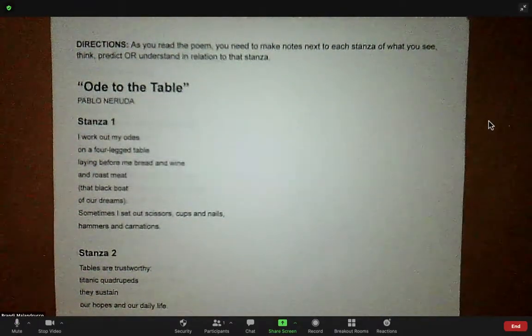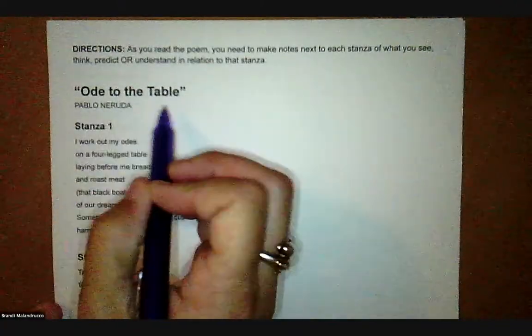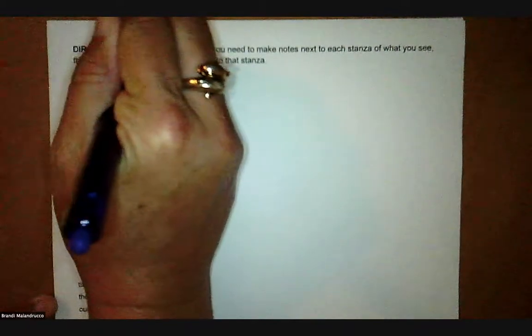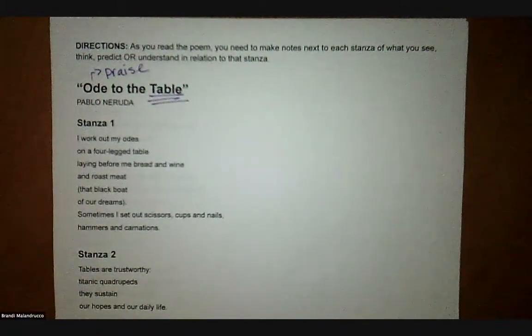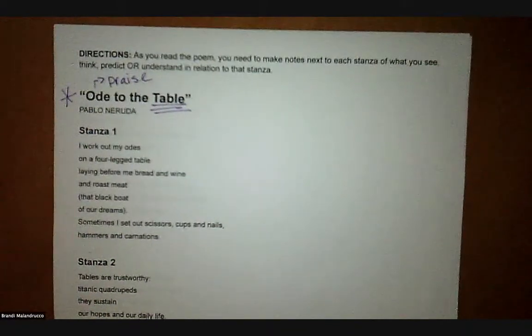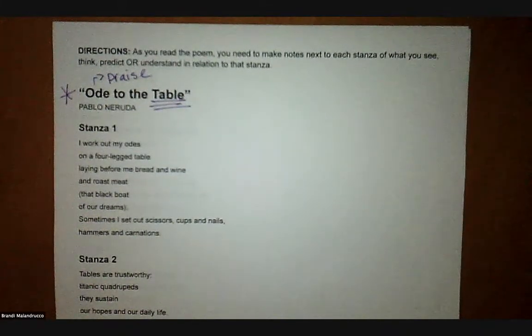Okay, so Ode to the Table. Remember, ode means to praise. So we are praising a table. So again, I told you, you really want to make sure you put a lot of stock in that particular title. So if you only have a single page, and this is for y'all that do this in the future.